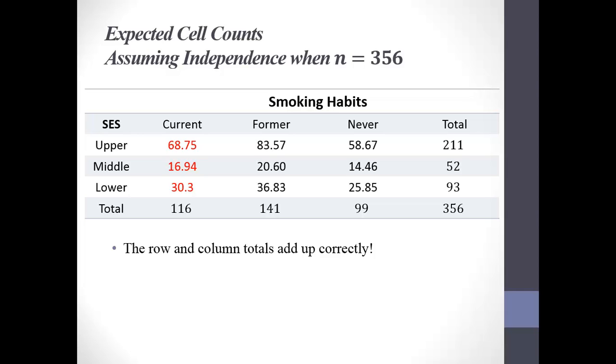The kind of cool thing I think that happens here, and maybe it's obvious, is that the row and the column totals do again add up correctly. So that's kind of a cool thing, I think.